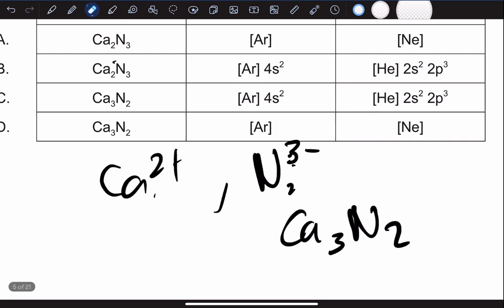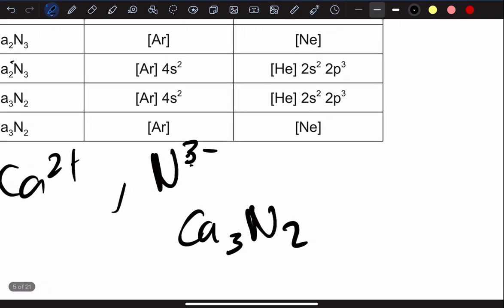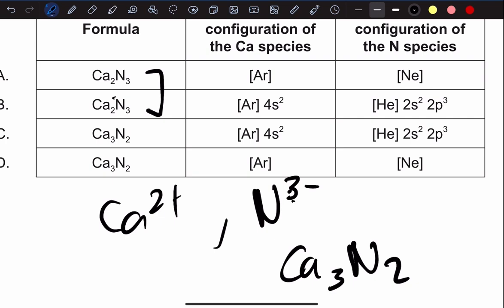I'm sure you can understand the logic behind it. It's just trying to balance the charges, but that's a quick way to do it. So Ca3 and N2. Okay, we have that, so that eliminates Ca2 and N3. That gives us a 50-50 chance.